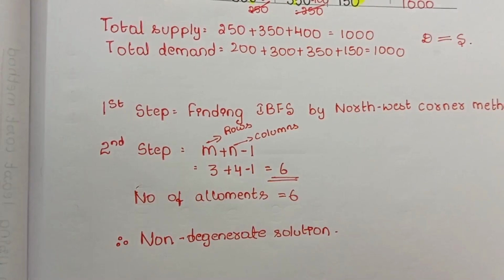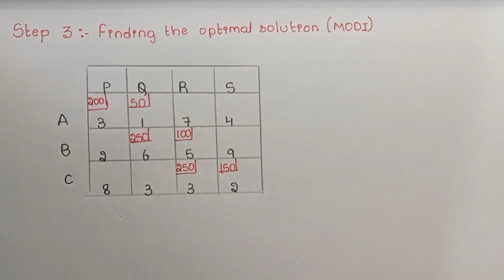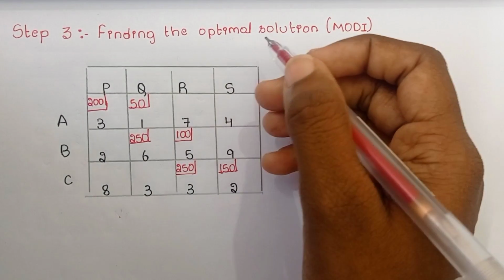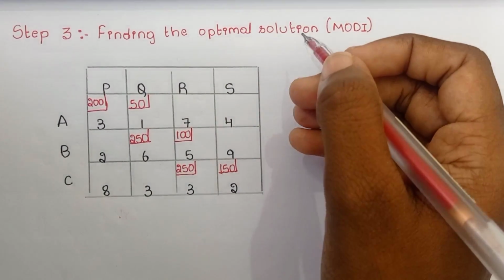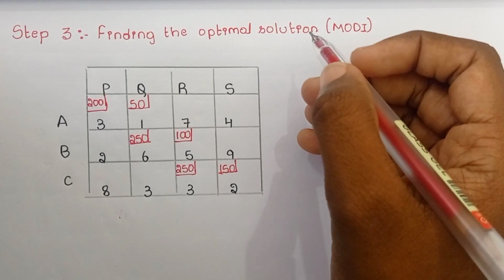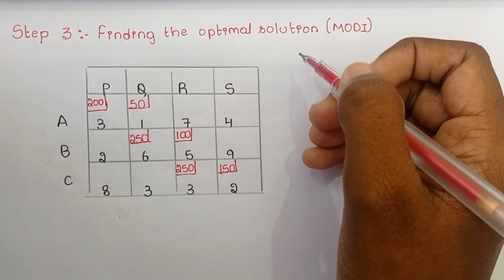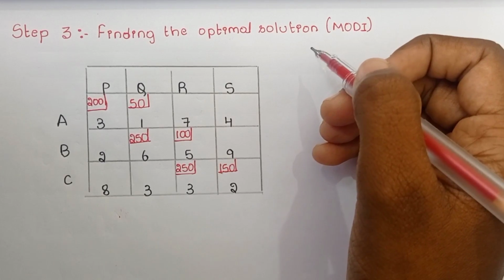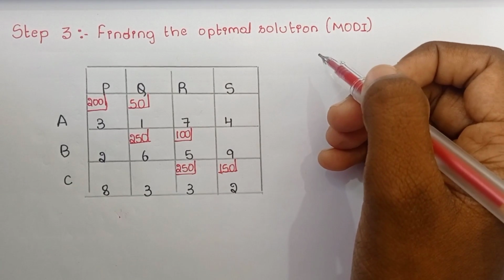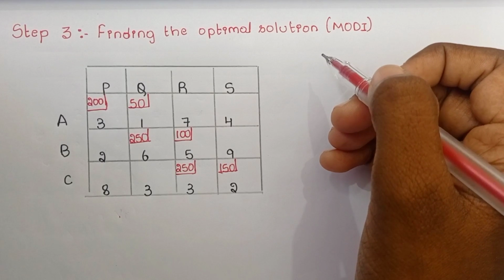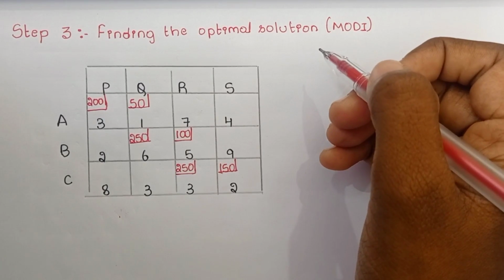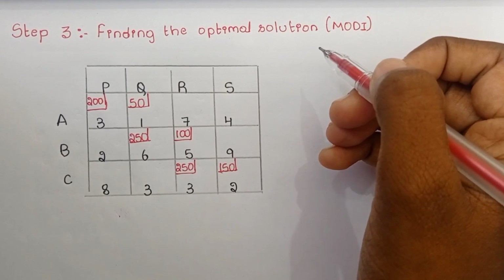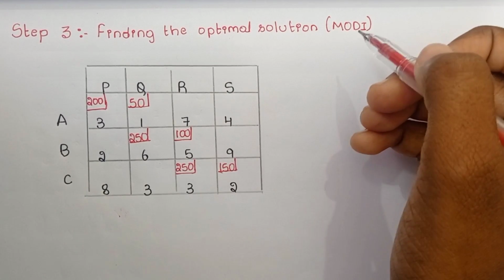Okay, we are done with step 2. Next, the third step is finding the optimal solution using the MODI method. We do this to ensure whether the initial basic feasible solution is optimum, or whether we should make any further improvement in order to reduce the transportation cost. Through the MODI method we will identify the optimum solution, that is the minimal cost for the transportation problem.